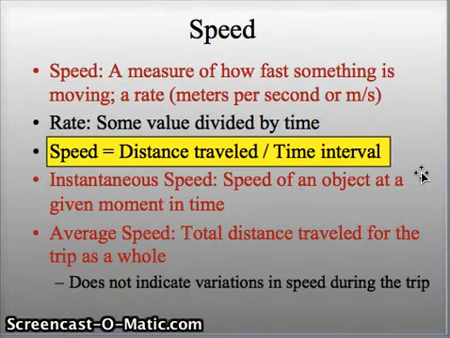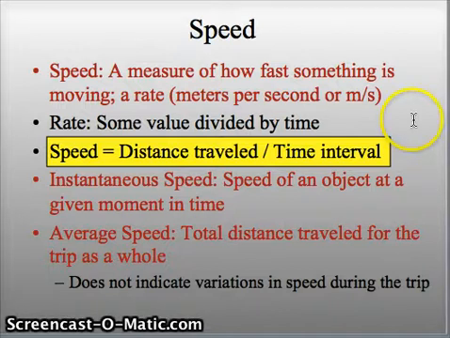So when something is moving, we talk about how fast something is moving, or we talk about where it will end up. Now let's talk about speed first. Speed is a measure of how fast something is moving, which is basically a rate. In the metric system, we are looking at meters per second as our units for speed. Meters is the distance, and seconds is the time.